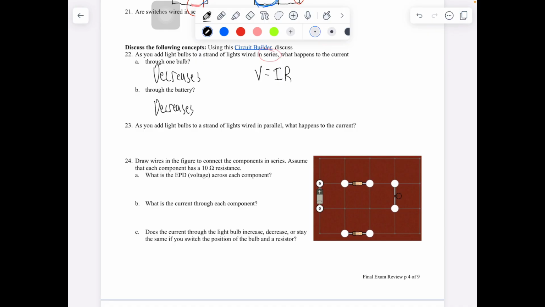So, current in bulb stays the same. Current in battery increases.